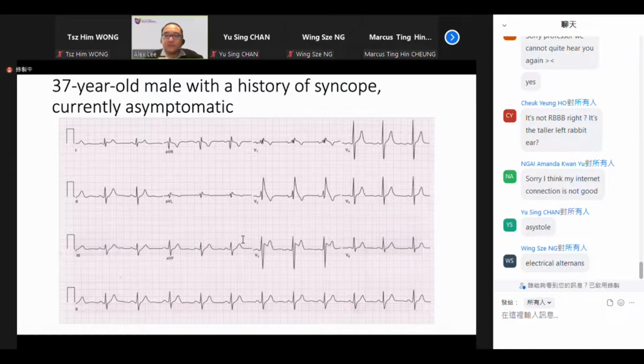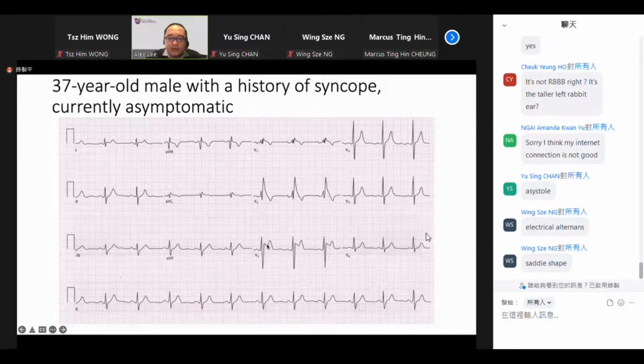So how about the ST segments? Do you see any abnormality in the ST segment? Over V3 the ST segment is elevated and concave. Okay, good. So you mean like this one, right? Yes. Okay. So do you have any differential diagnosis in mind?